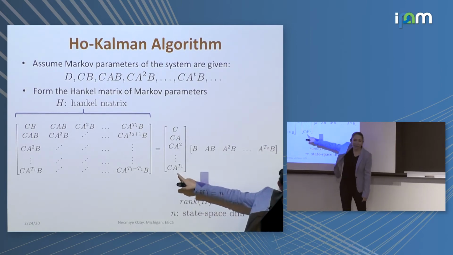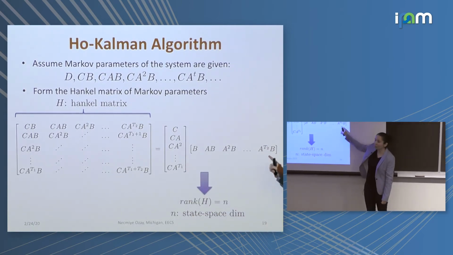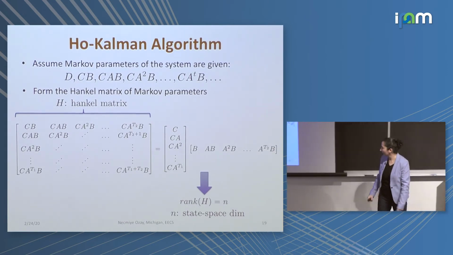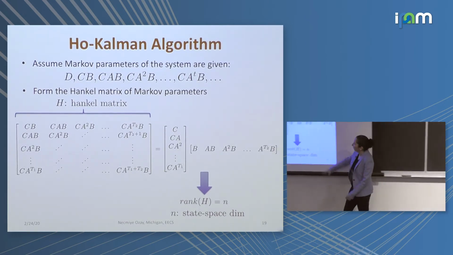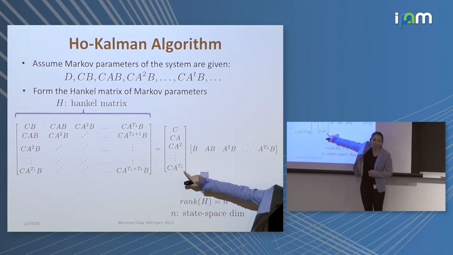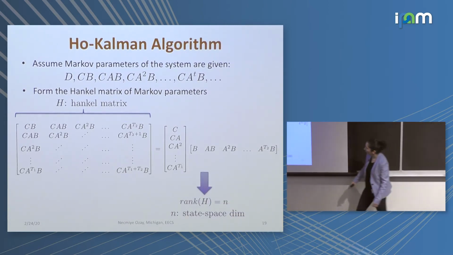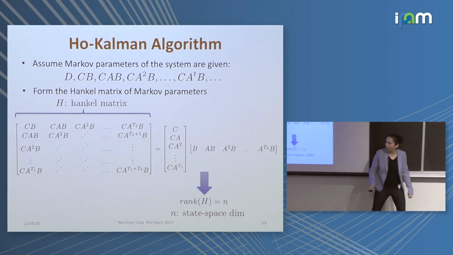This is your extended observability matrix, and this is your extended controllability matrix. And if your system is observable and controllable, we know this is rank n. If I have n states, this is rank n as well, and you will get this to be rank n for n-dimensional state spaces.